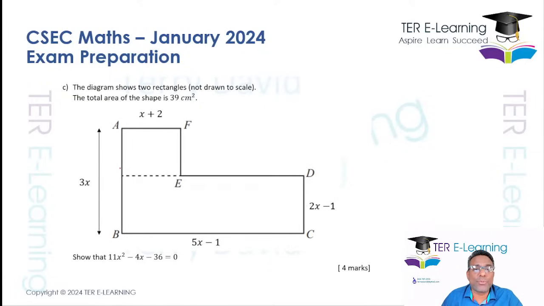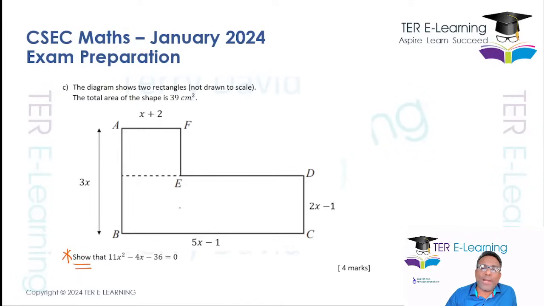So the diagram shows two rectangles not drawn to scale, right? And the total area of this shape is 39 centimeters squared, and we want to show that this is true here. Anytime you get a question in the exam that says show, that's a question that you already know the answer to. So you should focus on getting it correct, right? So you're trying to show something here.